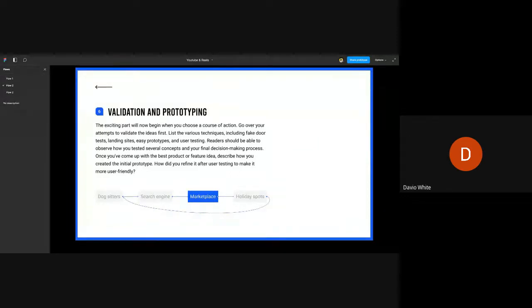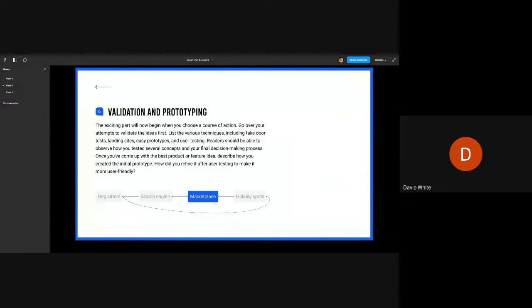So you can also try to familiarize yourself with it, and probably just do some test running on your own on some personal projects. Yeah, so list the various techniques, including fake door tests, landing sites, easy prototypes, and user testing. Readers should be able to observe how you tested several concepts and your final decision-making process.